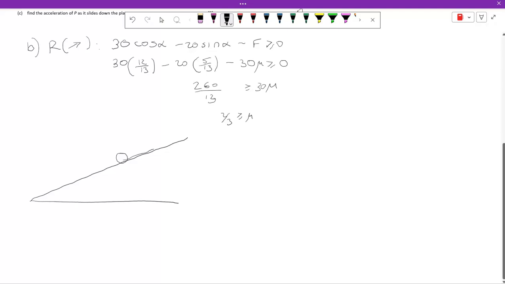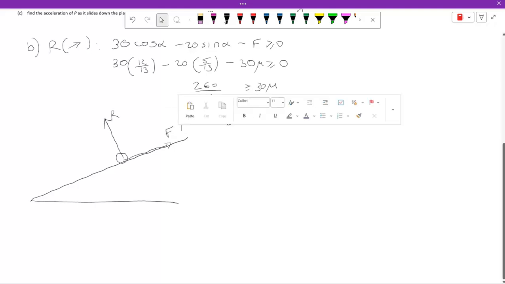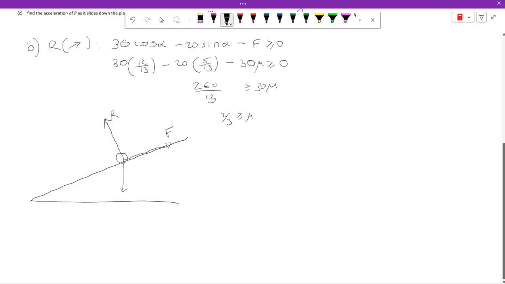So when it's sliding down the plane, we know that the friction will be going up the plane. There's still always going to be a reaction. That reaction definitely will have changed, because the horizontal force would have had an impact on the reaction. And then we've got our 20 Newton force going down, vertically down. And again, if this is alpha, then this angle here will automatically be alpha. And so the one opposite is 20 sine alpha, and the one adjacent to it, therefore, is going to be 20 cos alpha.